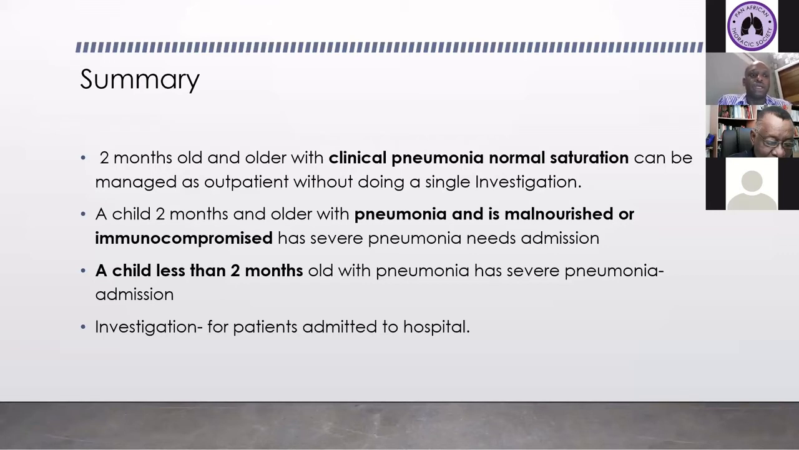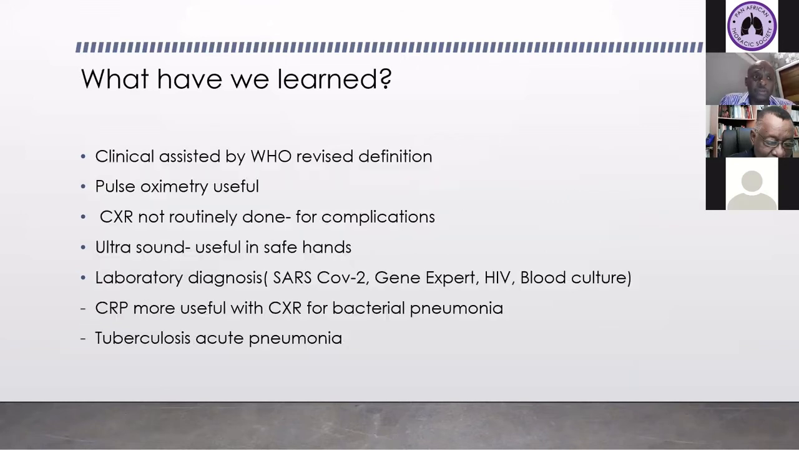A child who's 2 months and older with pneumonia and has got malnutrition or is immunocompromised has severe pneumonia and needs to be admitted, and or special attention be taken with the child, otherwise it's going to be a mortality. A child less than 2 months of age with pneumonia has severe pneumonia and needs to be admitted for further investigation. And investigation should really be left to patients who are admitted to the hospital.